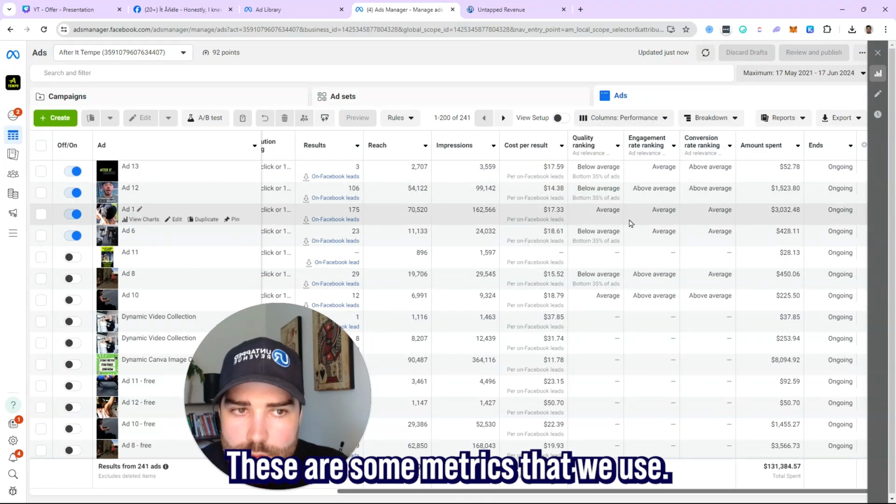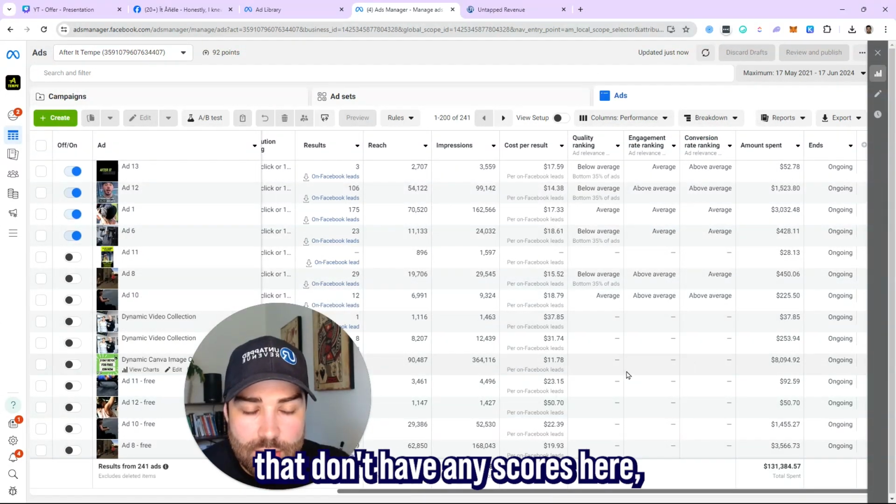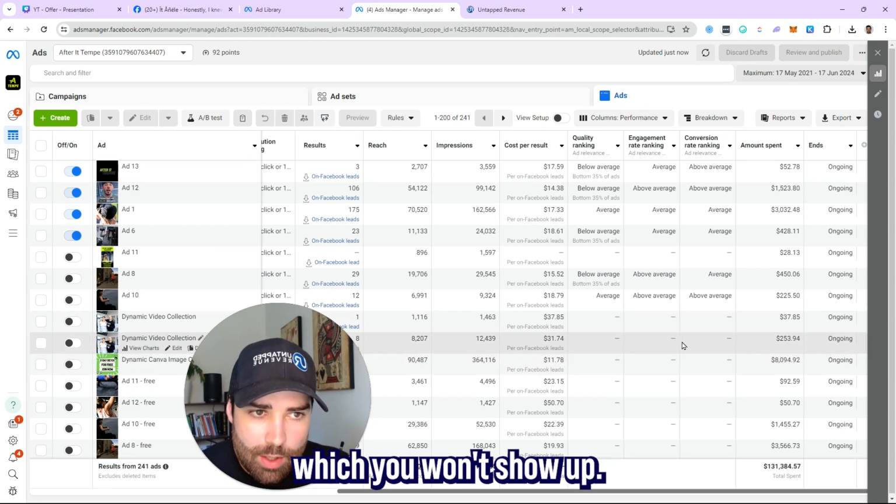These are some metrics that we use. Facebook has made changes to these metrics over the years. So if you have ads that don't have any scores here, it's likely because of that, or you're running a dynamic creative, which won't show up.